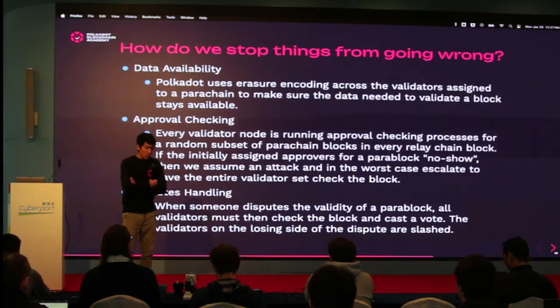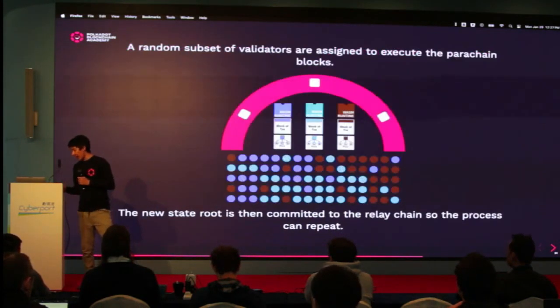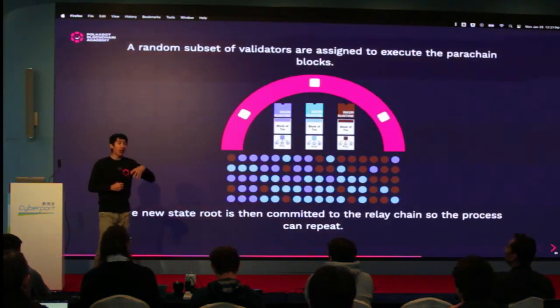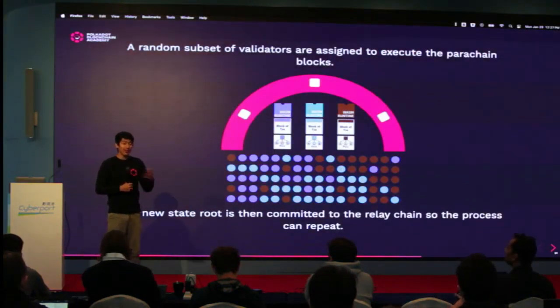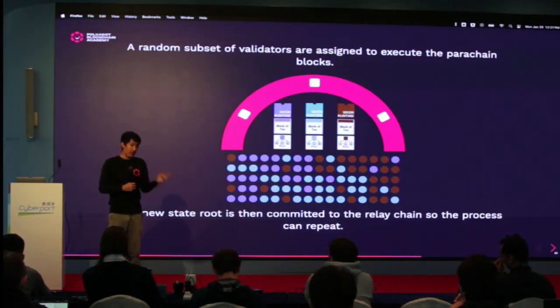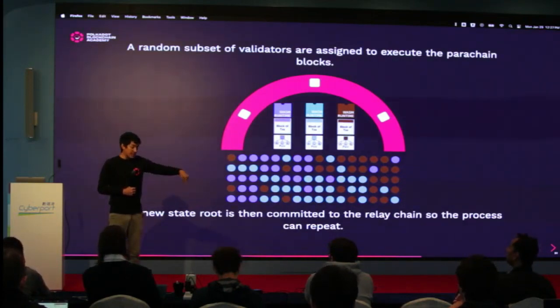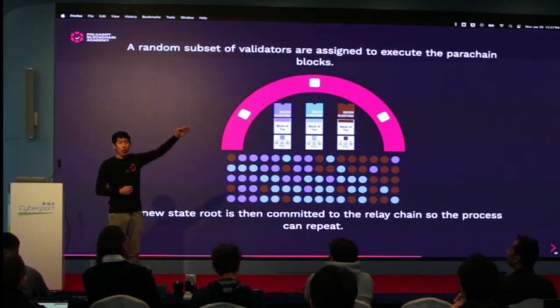So in this process, we have a bunch of validators, but we don't want all of them to execute everything. If all of them were executing everything, we wouldn't scale. It wouldn't be sharding, right? So we want some of them to execute some of the parachains. But we want a process so that if needed, if something is happening within the smaller group, we can escalate to the whole ecosystem.